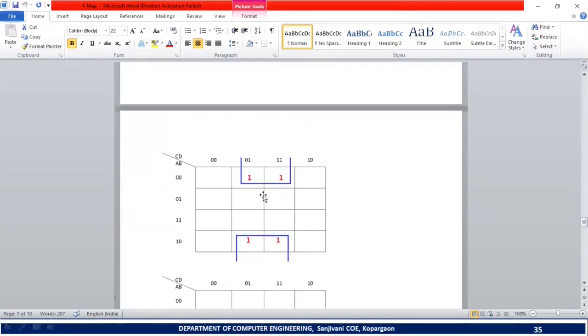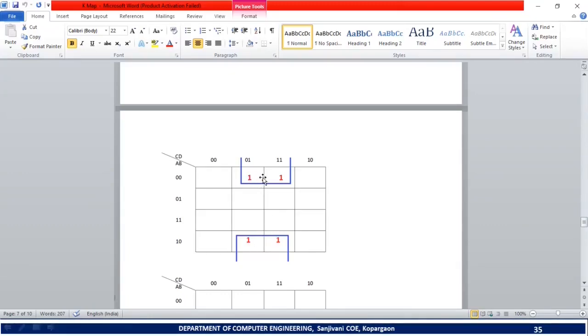Now consider this K-map. In this K-map also we have 4 1. So if we have 4 1 like this, then we can combine them. Why can we combine them? Let us again verify that condition. What that condition says: two variables should be same, two variables should be different. So let us check whether that condition is getting satisfied here.